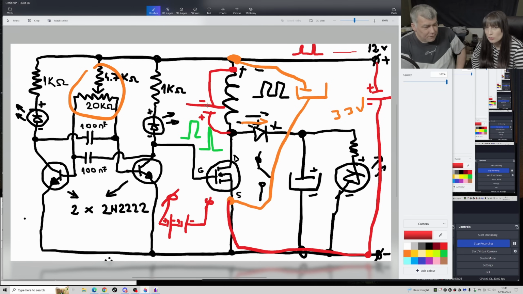It's 21 volts. 21 volts, exactly. So the coil is bouncing back with 21 volts. You have 21 from the coil and 12 from the power supply, because they are in the serial mode. Now you understand? Yeah, now it makes sense.